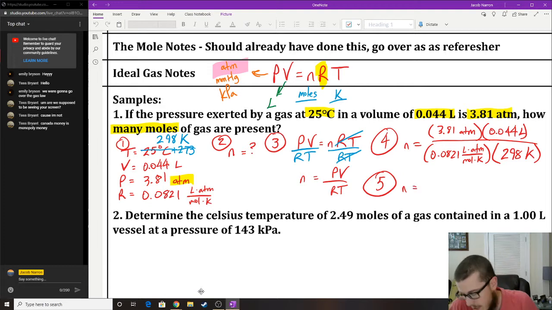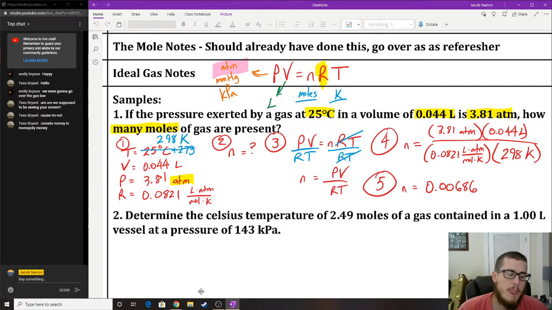So what do we end up getting for n? Well, let's see. In my calculator, I'm doing 3.81 times 0.044. I'm hitting enter. After I do that, I'm going to divide by 0.0821. I'm going to hit enter. And then lastly, I'm going to divide by 298, and hit enter again. And I get a really little number. I get this, 0.00686. That's good enough.